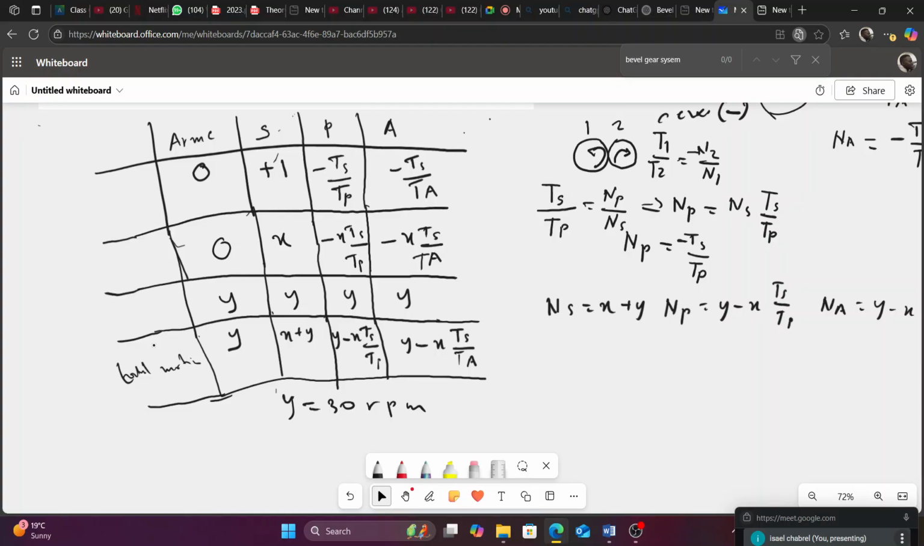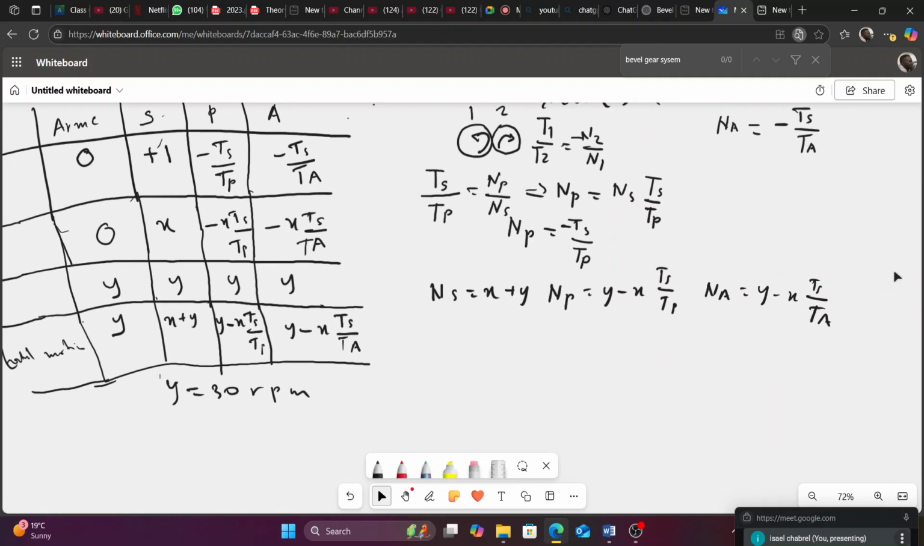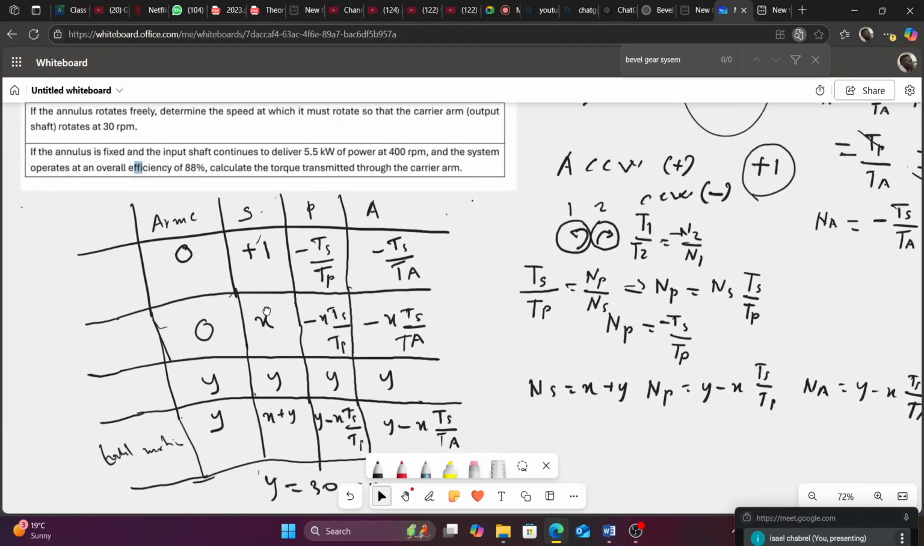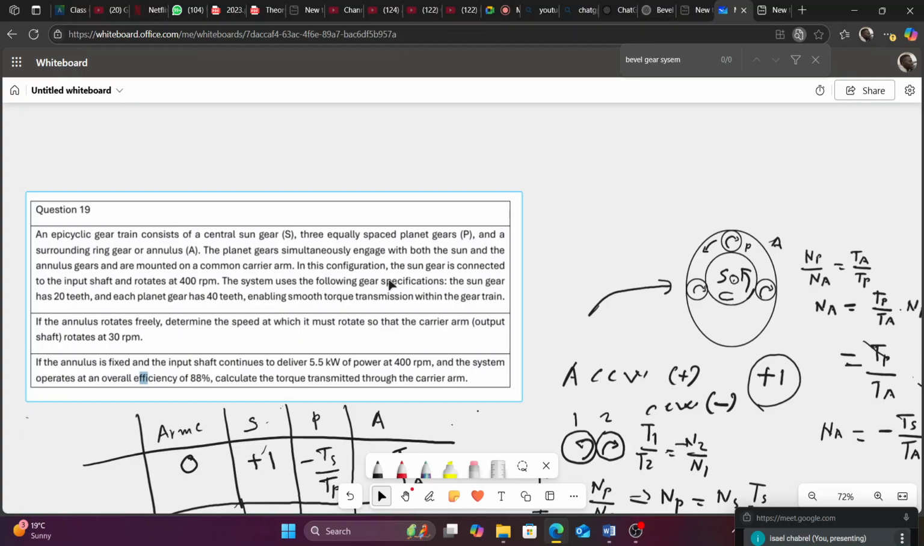So now, if we go to Y, definitely we can get X, because you need X and Y to solve for NA. Remember, this is NA. You need Y and X. But we've got Y. How can we get X? If you read again on your statement, there is information provided again. They said the sun gear is connected to the input shaft that rotates. So the gear is connected to the shaft. What does it mean, my brother? If that shaft goes at 400 RPM, what do you think would be the speed of that gear, my friend?